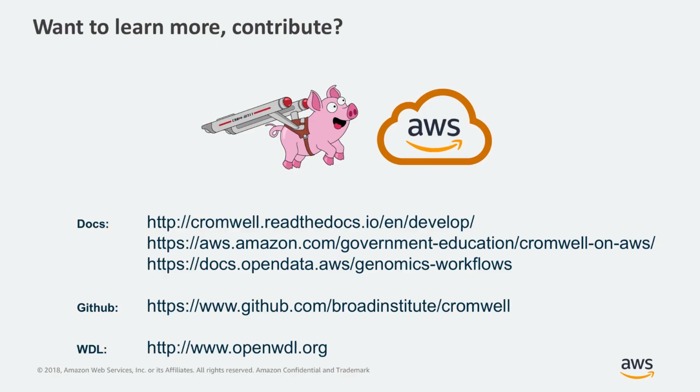Well, that concludes the demo. If you'd like to learn more, I recommend checking out the docs for Cromwell and running genomic workflows on AWS, taking a look at Cromwell's GitHub repository, and looking at what you can do with WDL at openwdl.org.